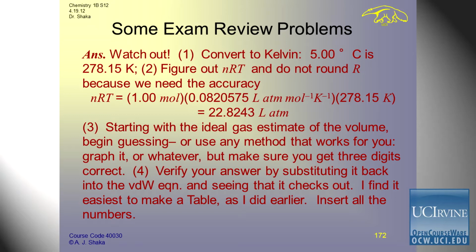Something he keeps on harping on in the class is don't round too much, right? If he asks for accuracy, don't think at the end, just 3 digits. Just make sure at the end I have 3 digits. If you cut out certain digits earlier in the problem, it's going to ruin your accuracy in the end. So you have to keep that many digits all the time. In this case, we're using as many digits of R as is practical. Going out to 4 is plenty good. That's going to give us all the accuracy we need and more to get our 3 digits in the end. So figure out nRT, don't round R, and that equals 22.8243 liter atm.